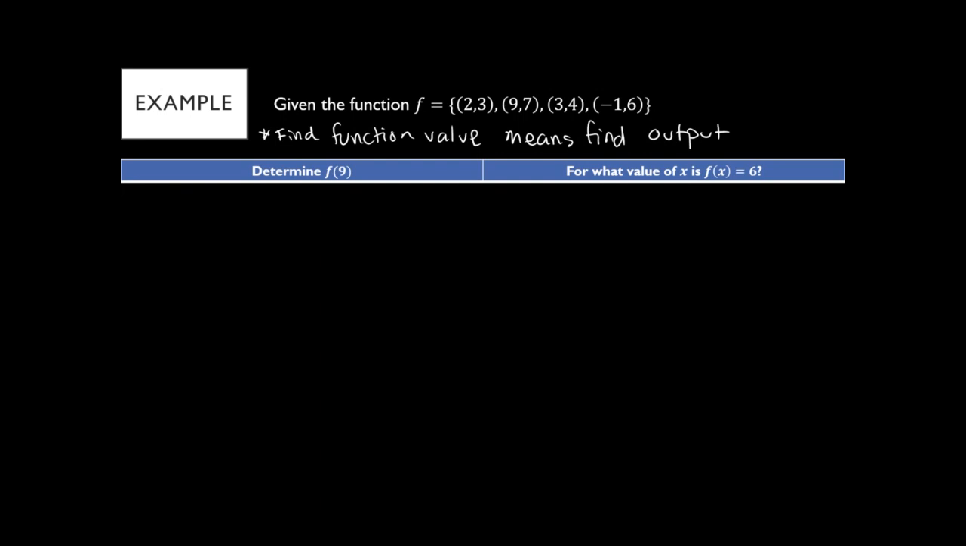So on the left, we have determine f of 9. So this 9, x is equal to 9. If we want f of 9, that's the output. What is the output? The y value that goes with 9. So if you're looking at our series of ordered pairs, find the ordered pair that has an x value of 9 and type in the chat box what the y value is.